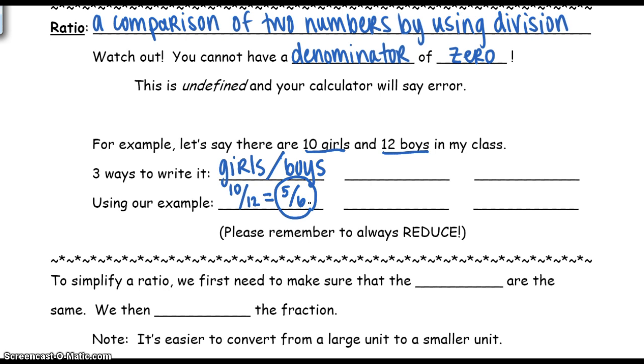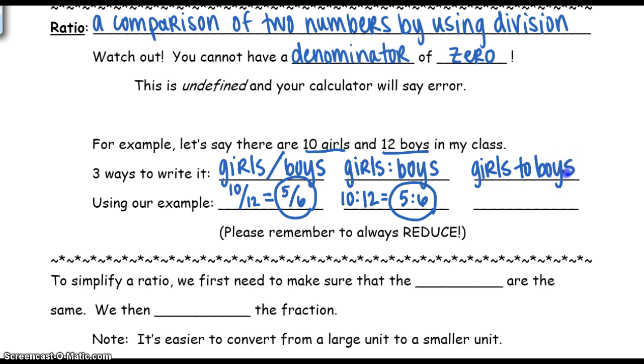Okay, but they also write it two other ways. I know that might seem kind of confusing, but that's just how it goes. The other way that they do it, girls, colon in between, and then boys. And you're going to do the same exact thing with this. You're also going to do 10 to 12. And if you thought about that as a fraction, they both have a factor of 2. So I would also like you to reduce this one. Just makes it easier.